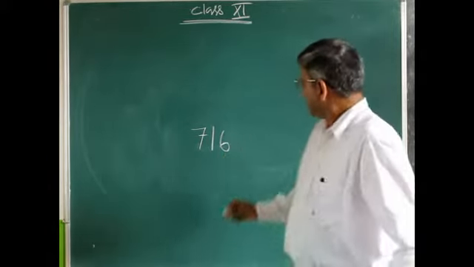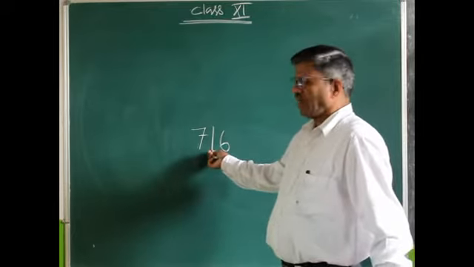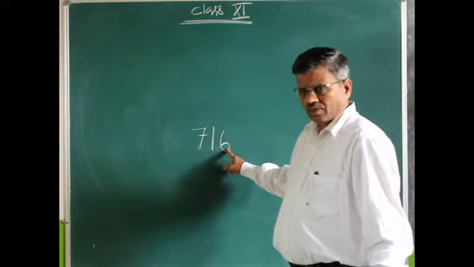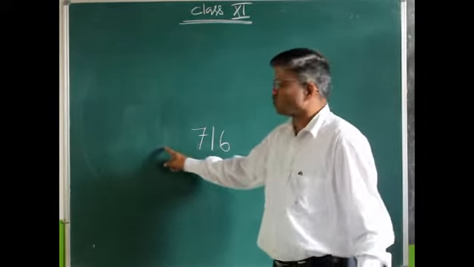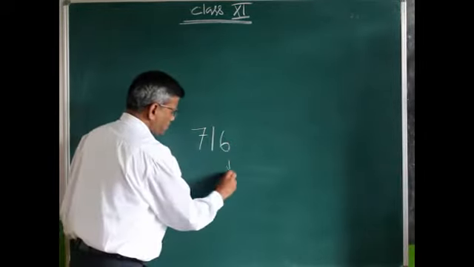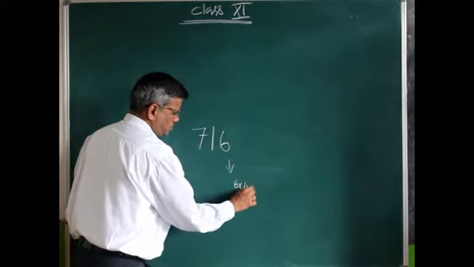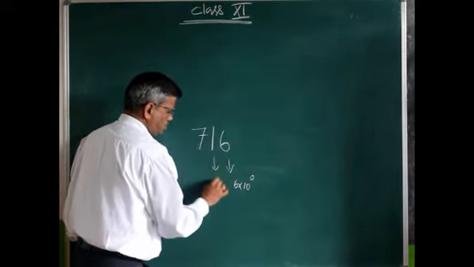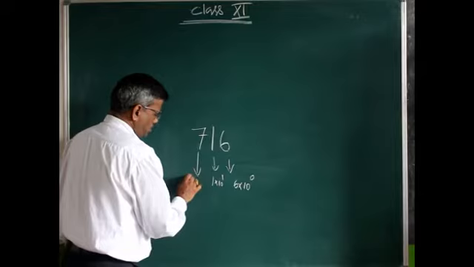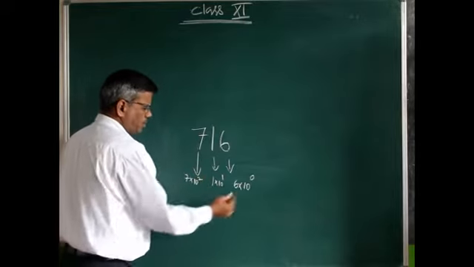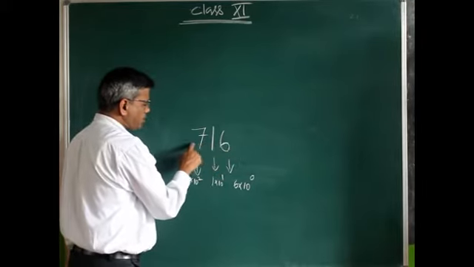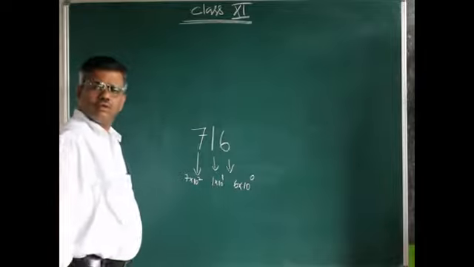Yes. 6 units, 1 ten and 7 hundreds. Ones are units, then tens, hundreds, thousands, 10,000 and so on. Why do we say this? This one, 6 into 10 to the power of 0. This one, 1 into 10 to the power of 1. The right extreme digit is 10 to the power of 0, then 10 to the power of 1, 10 square, 10 cube, 10 to the power of 4, and so on.